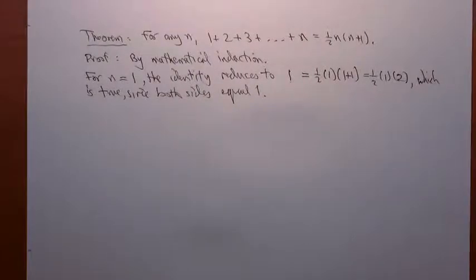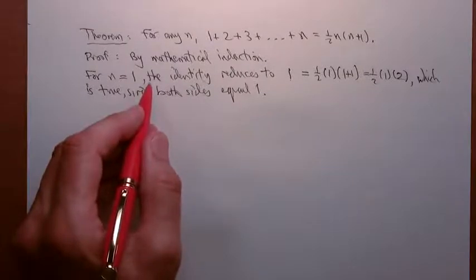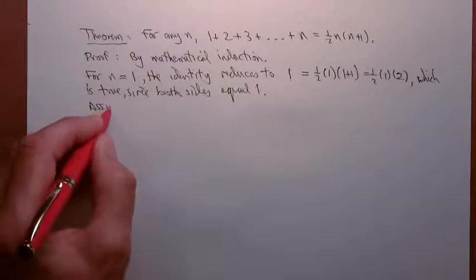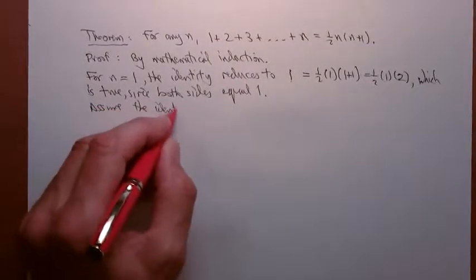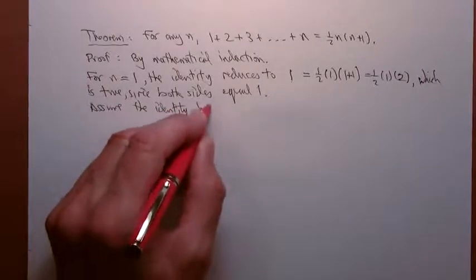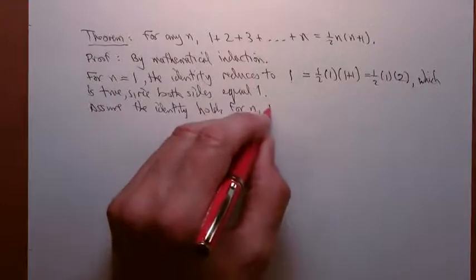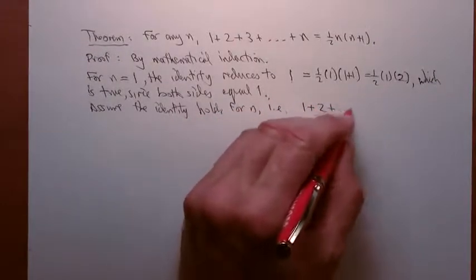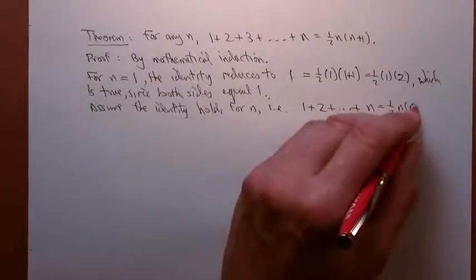Okay, let's move ahead. We've proved that the result is true at n equals 1. The next step is the induction step. So I'm going to assume the identity holds for n, i.e., I'm going to assume 1 plus 2 plus ... plus n equals a half n times n plus 1.